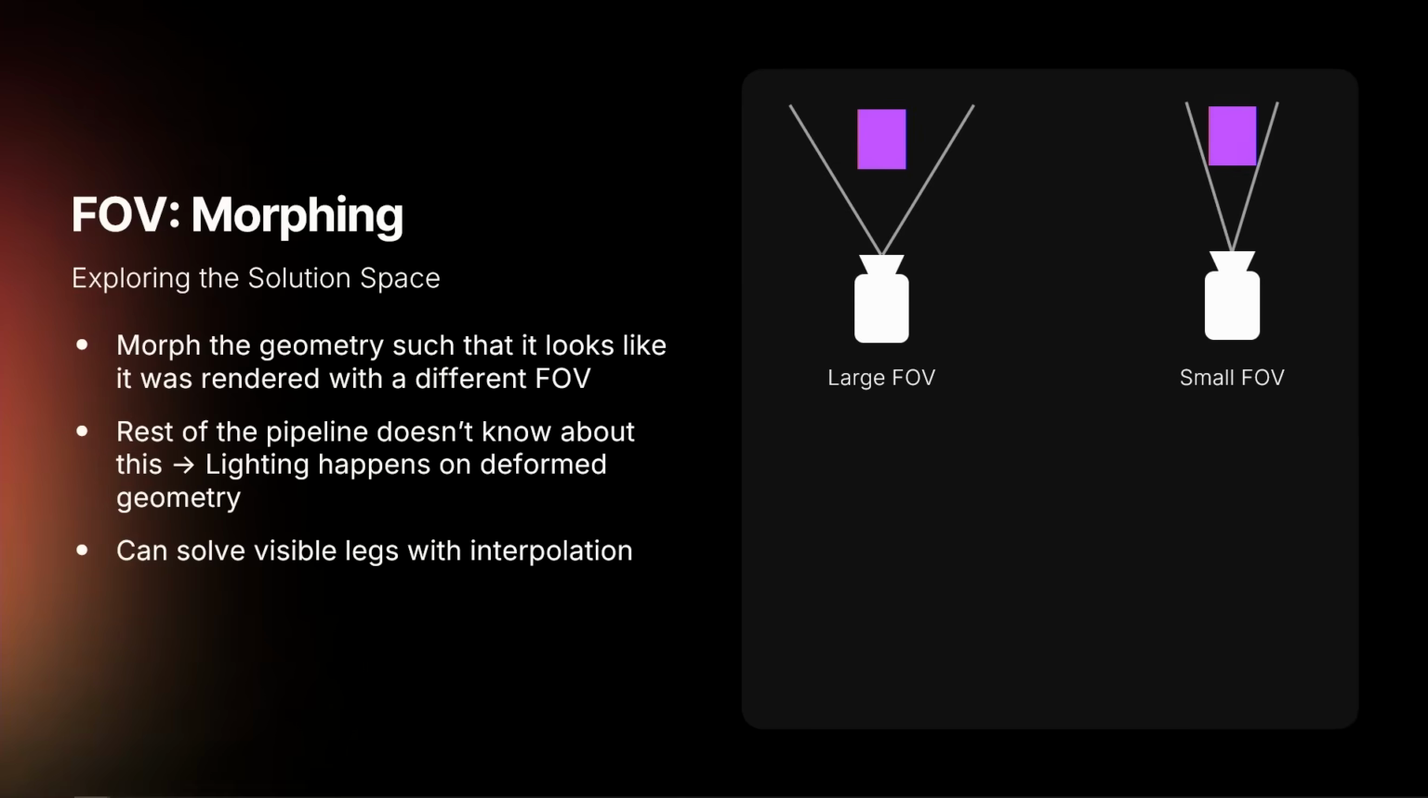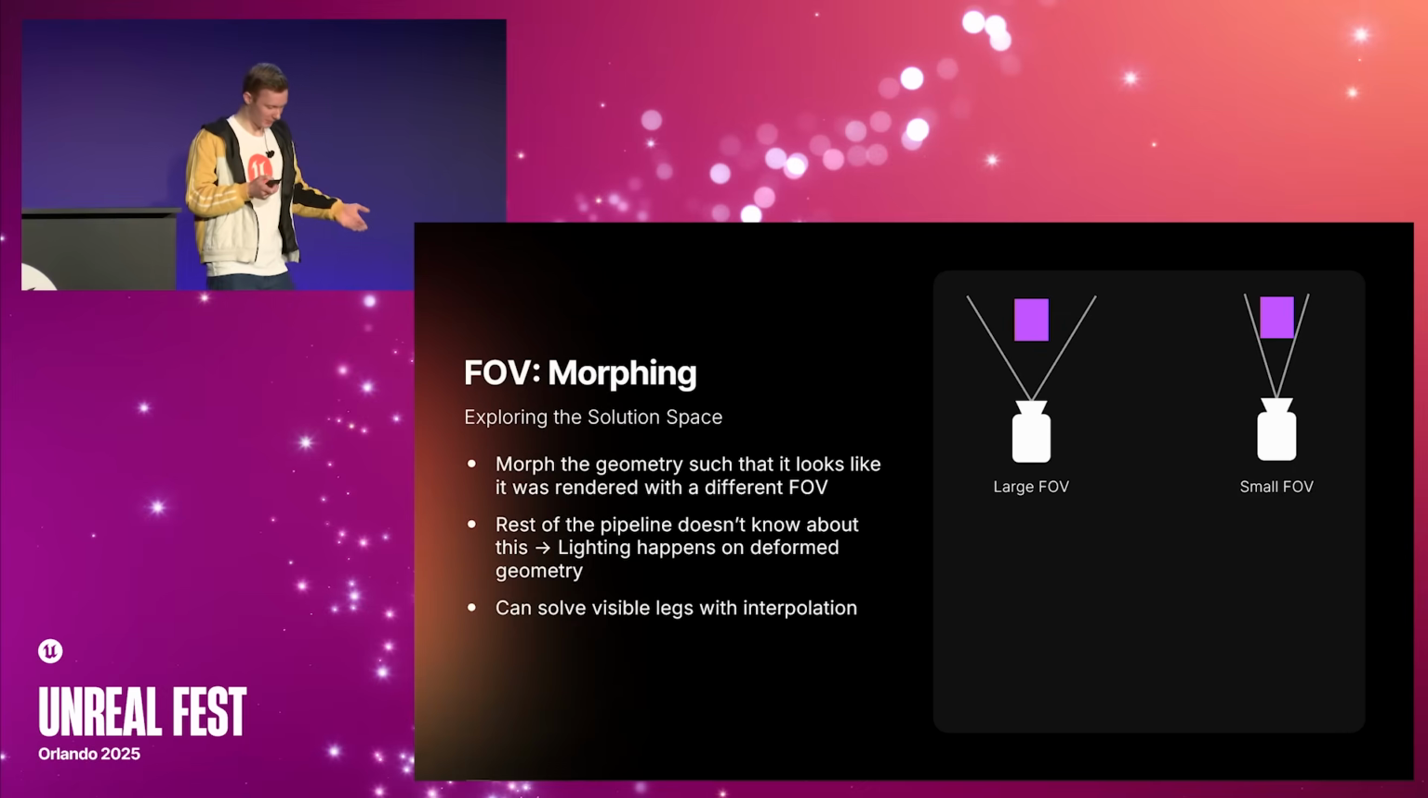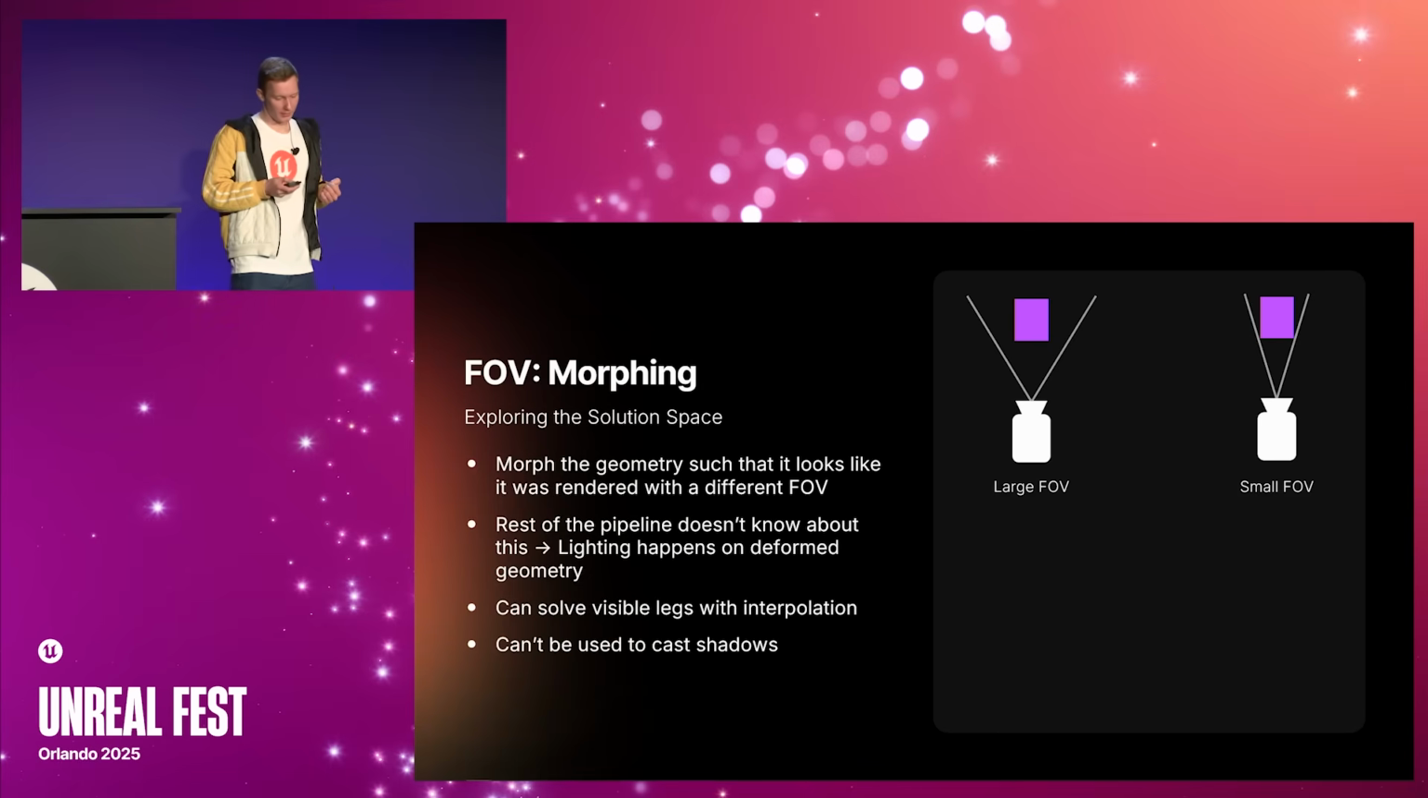Essentially, we stretch the geometry, but we can decide how much we want to stretch it on a per vertex basis. So we can interpolate along the length of the legs, whether we want it to be in world space or first-person space, so to speak. Again, this cannot be used to cast shadows, as that would also look kind of weird. Maybe not quite as bad as the other one, but still not good.